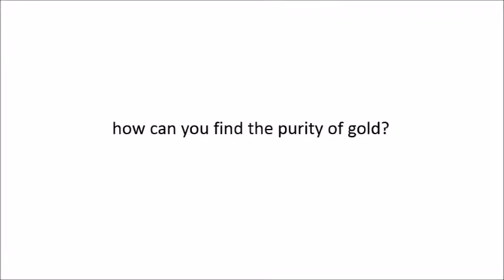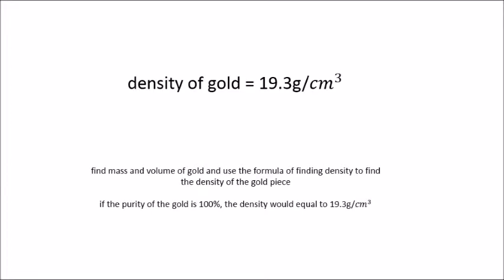So, with the concept of density in mind, how can you find the purity of gold? If you find the mass and volume of the gold and use the formula of density, which is mass over volume, you should be able to find the density of the gold piece. If the density is equal to 19.3 grams per centimeter cubed, the purity of the gold would be 100%.